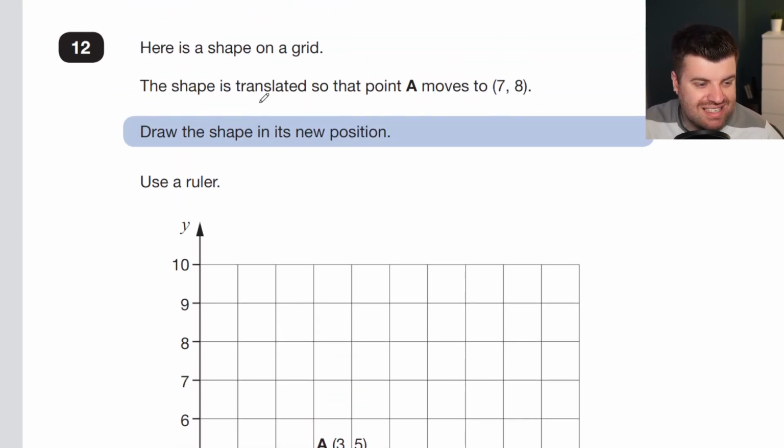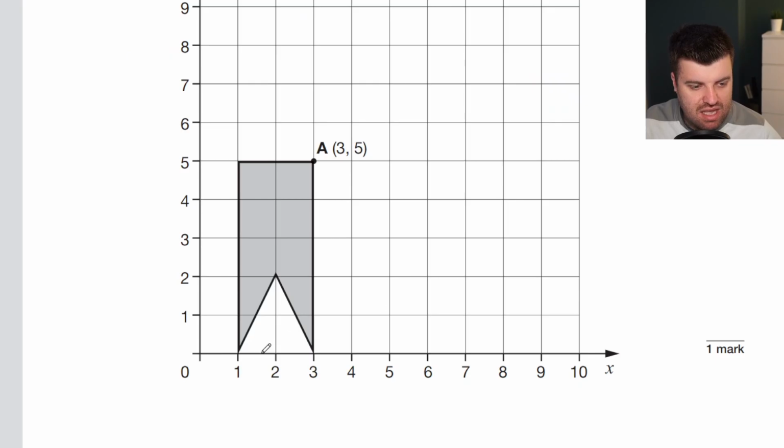The shape is translated, that means moved. So that point A moves to 7, 8. Let's look for 7, 8. 7 across, 8 up. So this is point A now. That's the new point A. I'm going to call it A1. That is the new point A.